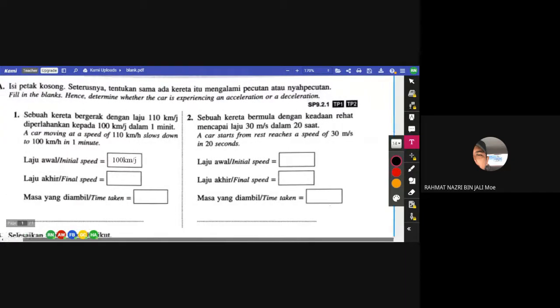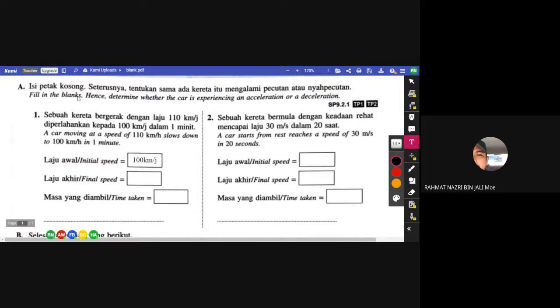So the other students, try doing it together. Fill in the blanks and determine whether the car is experiencing an acceleration or deceleration. Okay, a car moving at a speed of 110 km per hour slows down to 100 km per hour in 1 minute. So the initial speed is 110. Okay, correct. I will check straight away. Other students continue doing it in your own books.